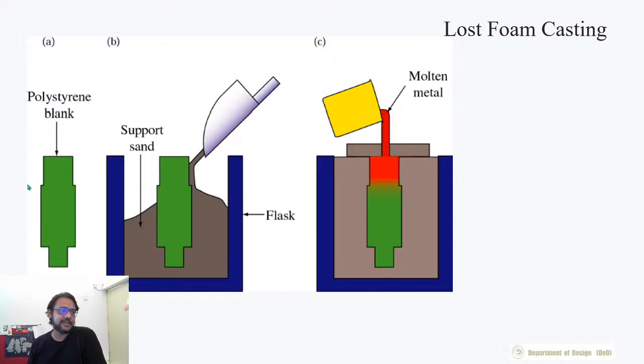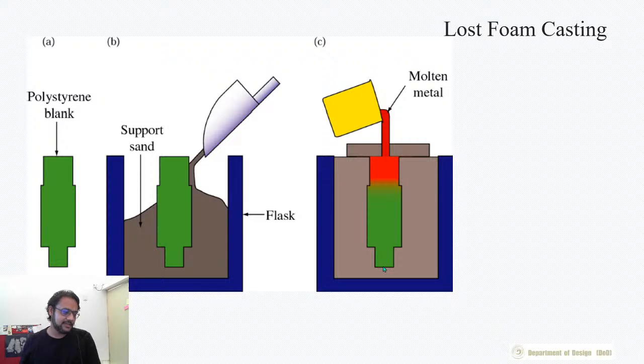So you would have a polystyrene pattern. You'd put the sand in. Let's say you want to do it using sand: you'd put in the sand, properly close it, follow all the guidelines and design considerations for casting, and you just pour in the molten material. The molten material will burn away the styrofoam, and it will take its place. Okay, so this is called lost foam casting.